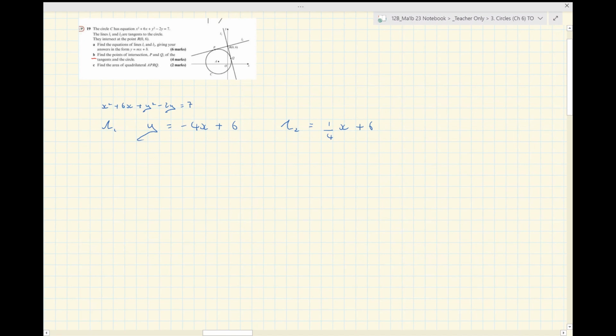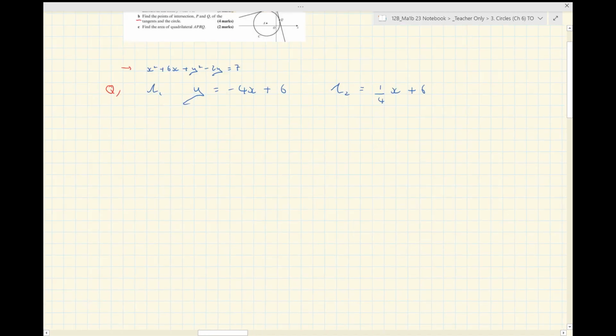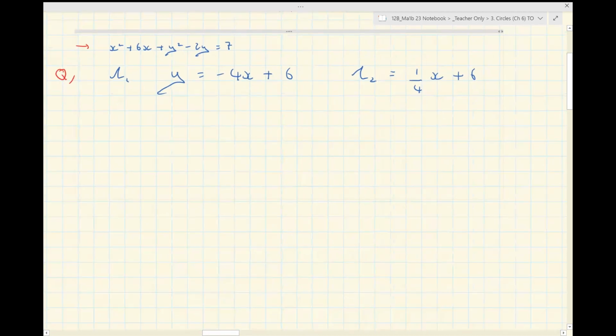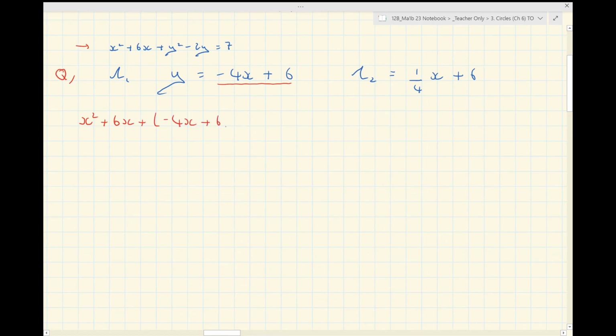So let's do Q first. Q is where L1 and my circle here intersect. So I'm going to solve those equations simultaneously. I'm simply going to substitute in this expression for y in the equation of the circle. The equation of the circle is x squared plus 6x plus y squared minus twice y, and that equals 7.